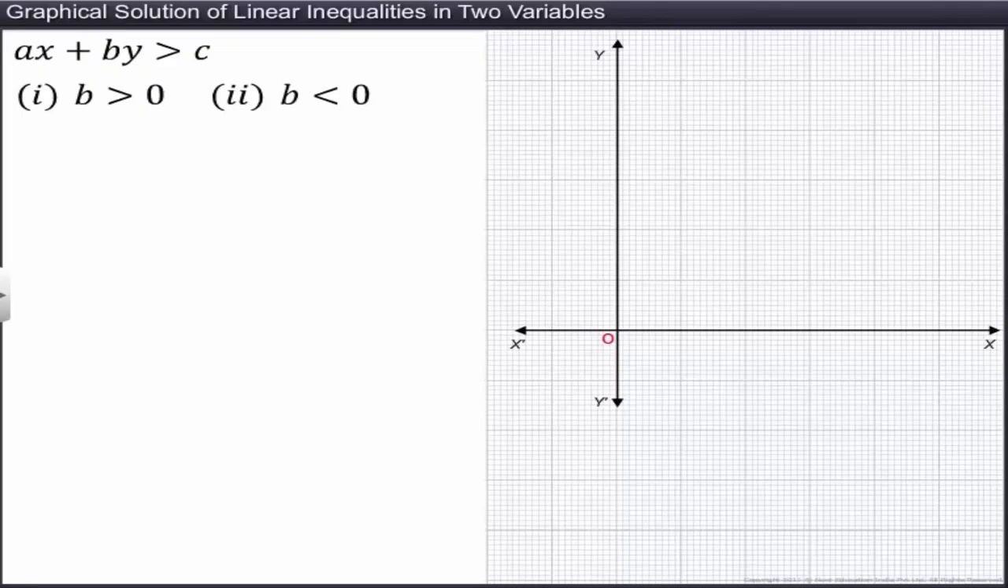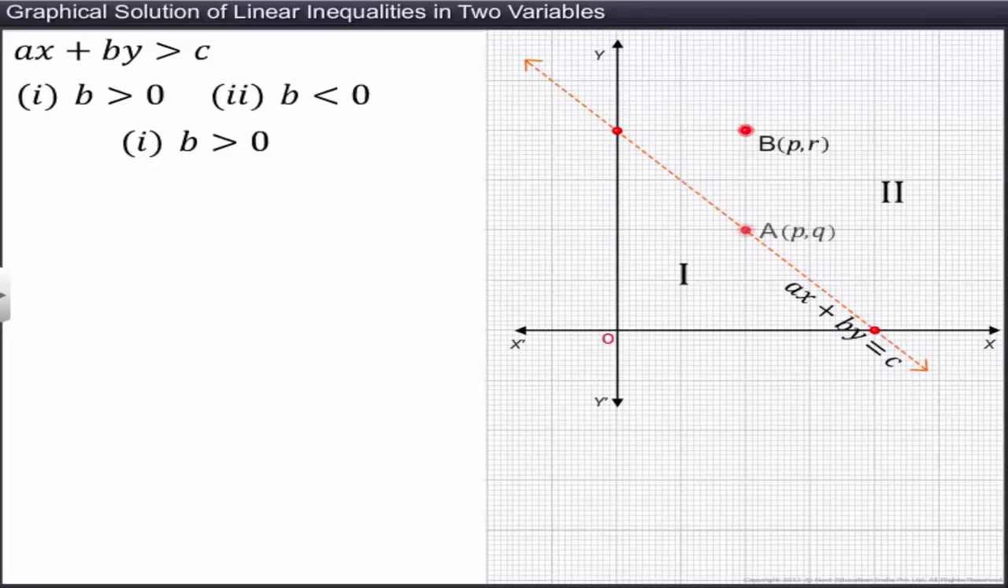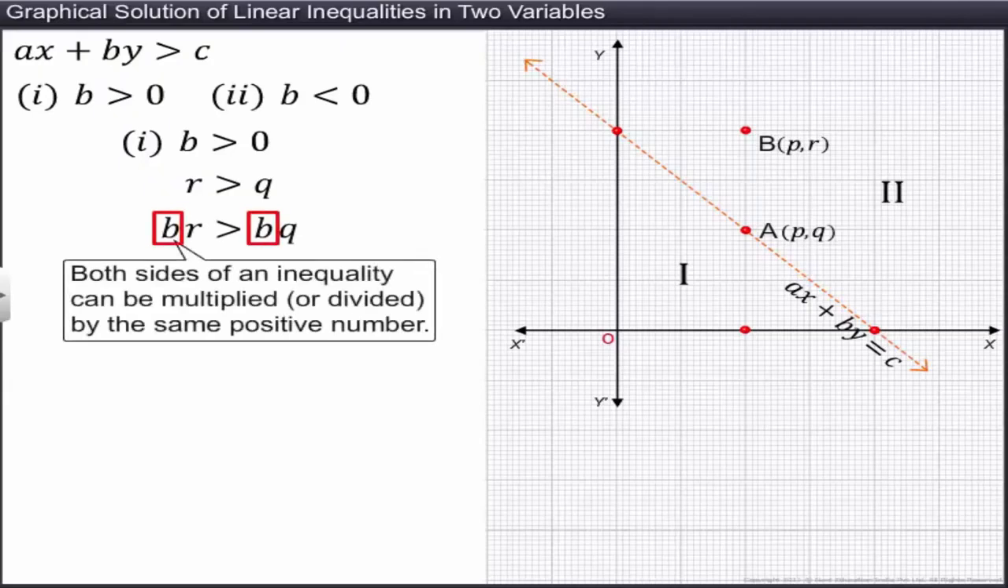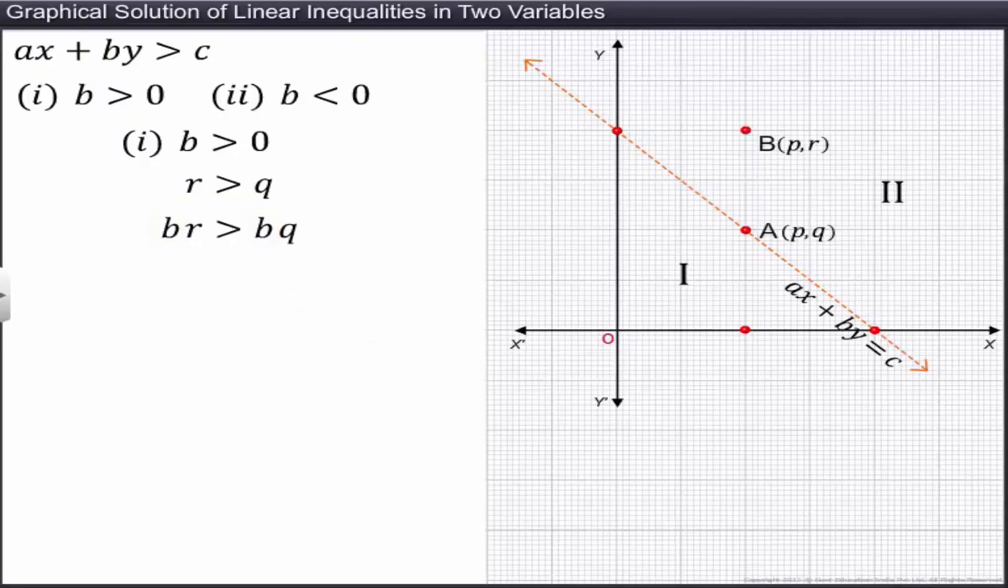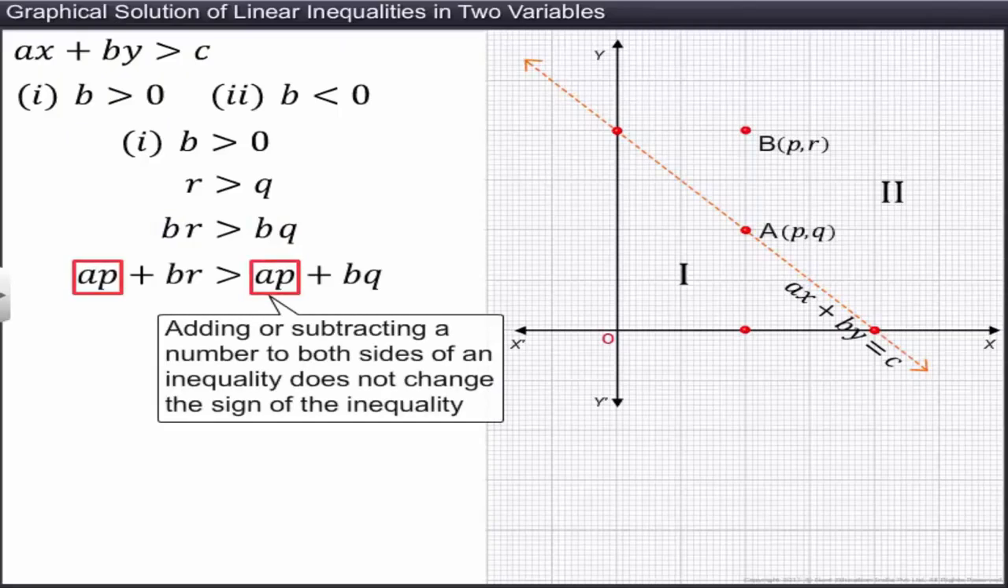First, let's consider the case where b is greater than 0. Let's draw the line ax plus by is equal to c on the Cartesian plane. Let p, q be a point on the line. From the figure, we can observe that r is greater than q. We will use the rules that we saw earlier. We multiply with b on both sides. Then, we add ap on both the sides of the inequality.